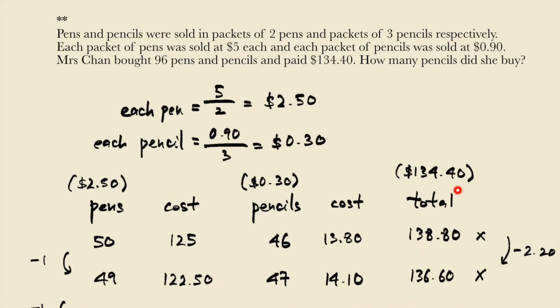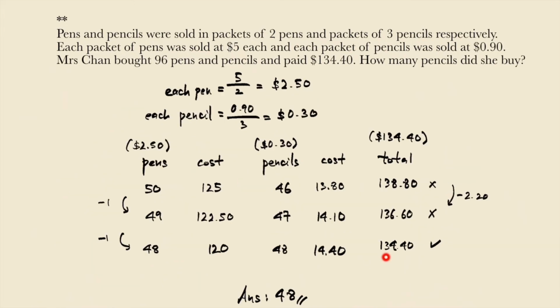Okay, now with a total of 96 objects here, let's guess 50 and 46, shall we? So this is too much. Let's decrease the number of pens by 1. All right, we get this slightly closer now. Do it again, you get exactly this. Okay, and this makes sense because it's an even number, so the pens can be divided into groups of 2. And this makes sense because it is a multiple of 3, which means you can divide it into packets of 3.